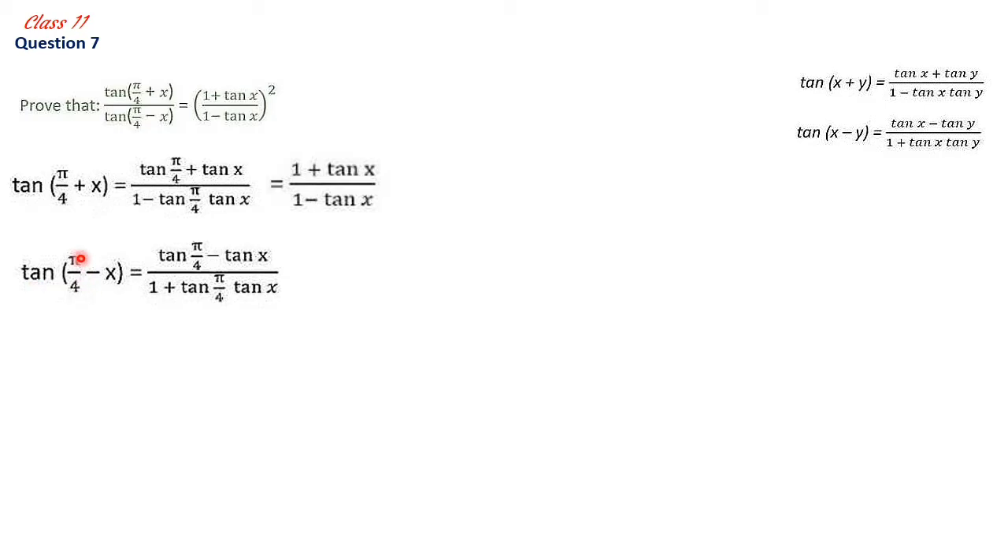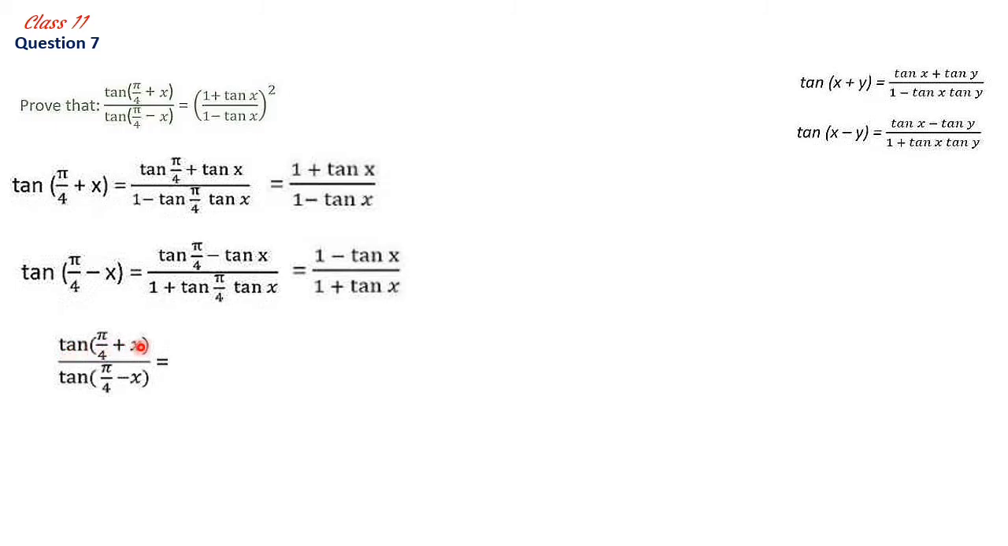Then the denominator part, tan of pi by 4 minus x: we take tan pi by 4 minus tan x divided by 1 plus tan pi by 4 into tan x. The formula is tan x minus tan y by 1 plus tan x tan y. This formula we have used. Again substitute tan pi by 4 value, which is 1: 1 minus tan x by 1 plus tan x. Here also tan pi by 4 is 1. How we have done the first part, the same thing, only the signs are different, that's all.